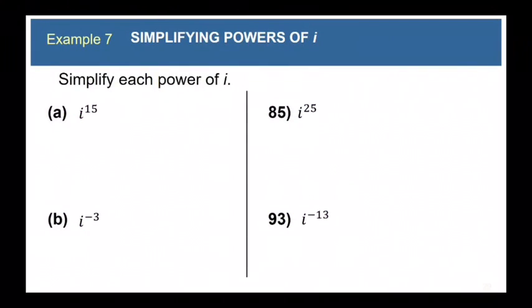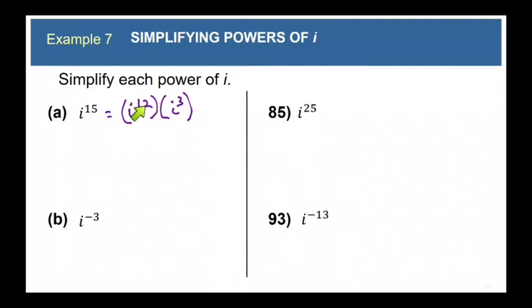So let's practice this idea together just a little bit. We'll simplify each power of i. Okay, so this first one says i to the 15th power. And we want to think to ourselves, what is a multiple of 4 that's less than 15? Because if we can separate this i to the 15th into some multiple of 4 times whatever other power is required, it'll be easy to simplify. Well, 12 is the largest multiple of 4 that's less than 15. So I'll separate this into i to the 12th times i to the third.